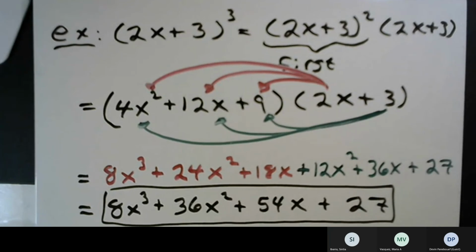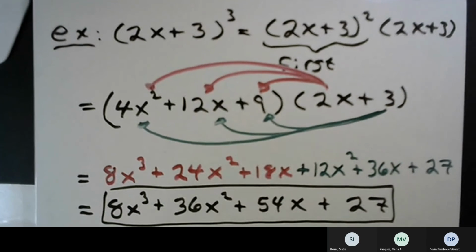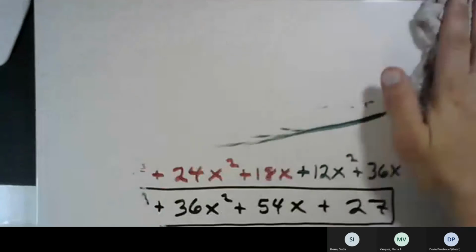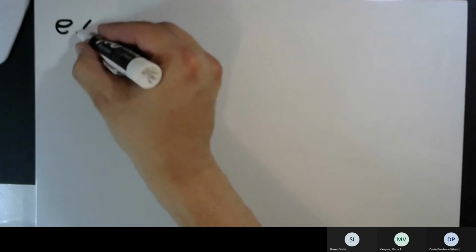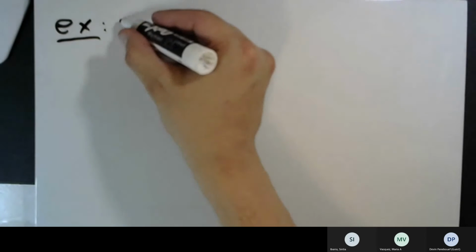So section 4.7, we're dividing polynomials by monomials. So let's say we have this.